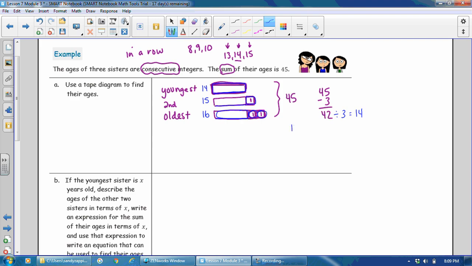And let's just double check to make sure that that adds up to 45. So 4 and 6 is 10, plus 5 is 15, and it does add up to 45.